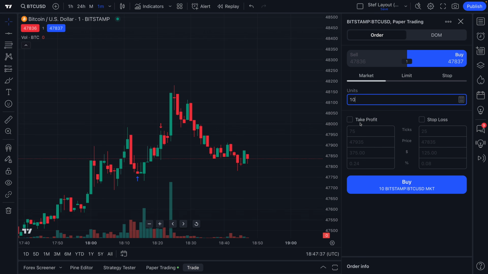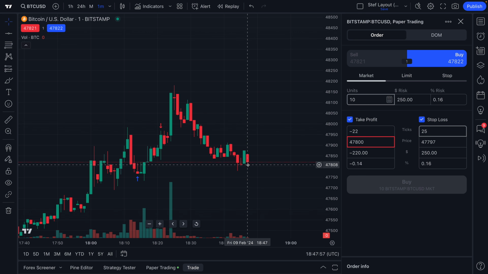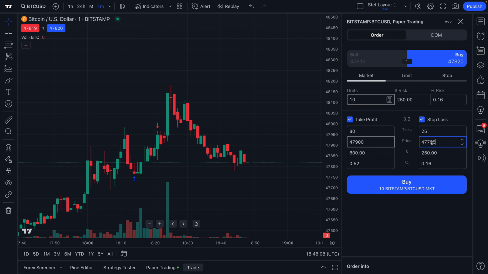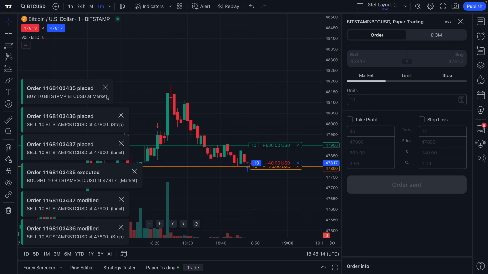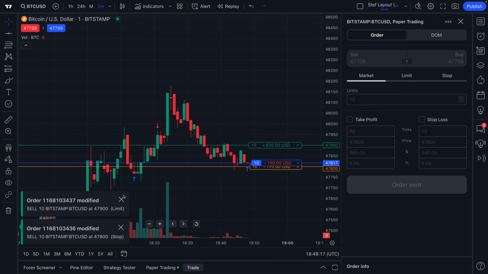Let's buy 10 Bitcoins. Our take profit, this is still a 1-minute chart. So let's do our take profit right here at the high of this green 1-minute candle. Looks like it's about 47,800. And then let's add a stop loss, which will be the bottom of this wick here. Okay, let's do 47,900 for the take profit. This is 47,800. And now let's hit buy. Let's make it happen. The trade's been executed. We just placed another bracket trade.